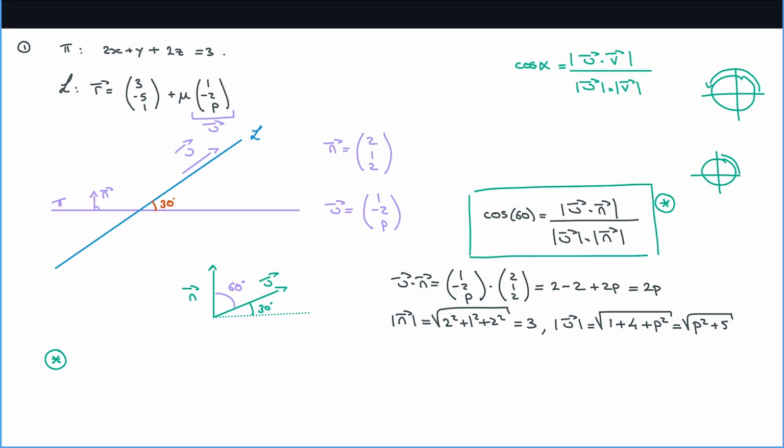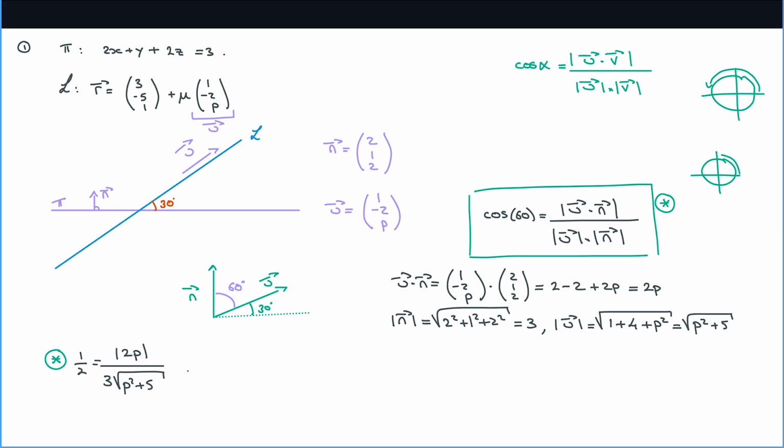Yeah. So here, going back to my equation, if I replace cosine of 60 by 1 over 2, the dot product I have inside this absolute value by 2p, and this denominator here by 3 times the square root of p squared plus 5, hopefully you can appreciate that that entire thing turns into this. It's 1 over 2, which equals the absolute value of 2p over 3 times the square root of p squared plus 5.